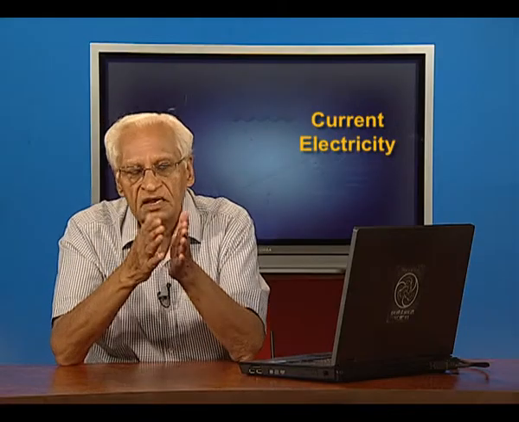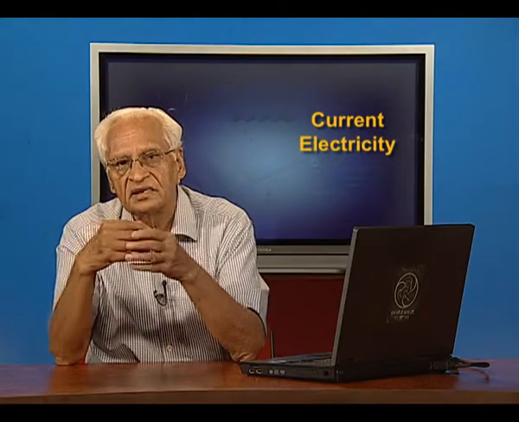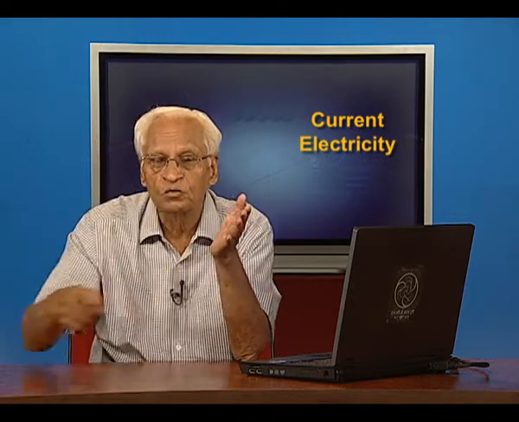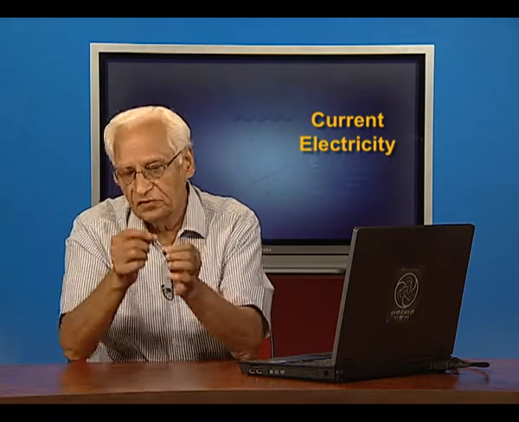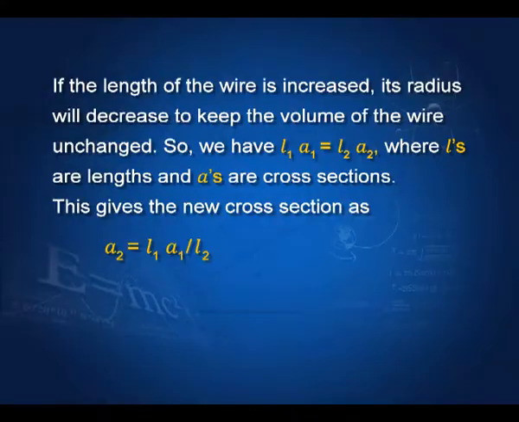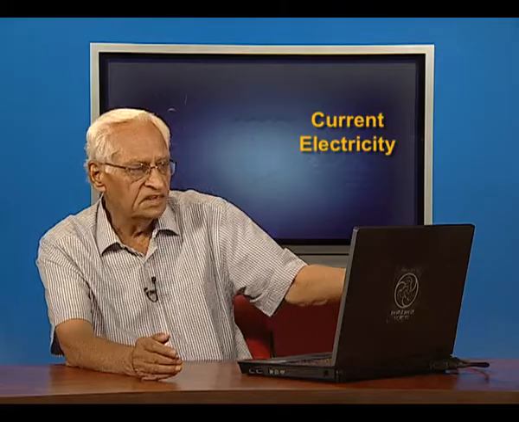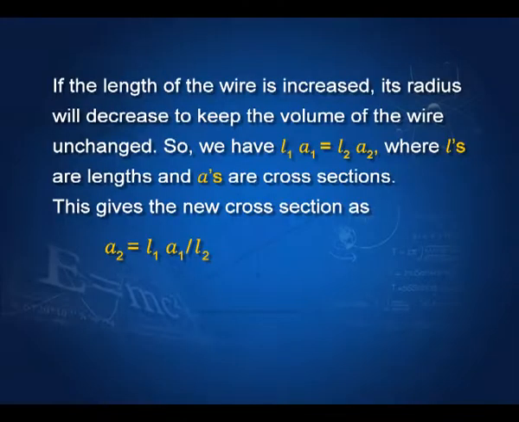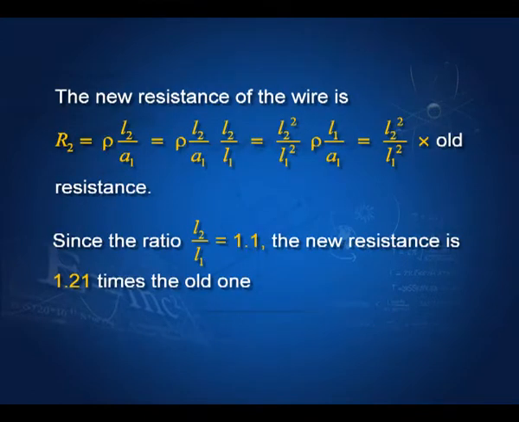Now, if the length is increased and if nothing else changes, then the volume must remain constant. So, therefore, if the length is increased, the area of cross section must change. That means, earlier length was L1 and earlier cross section was A1, then L1 A1 must remain equal to L2 A2. That means, the new cross section is L1 A1 by L2, and the new resistance R2 is rho times L2 by A2, where rho is the resistivity.